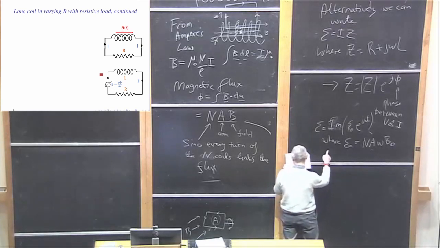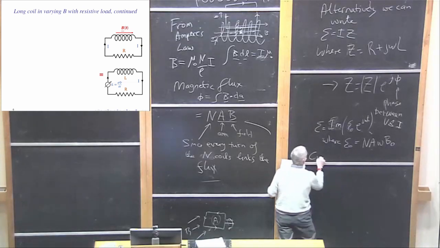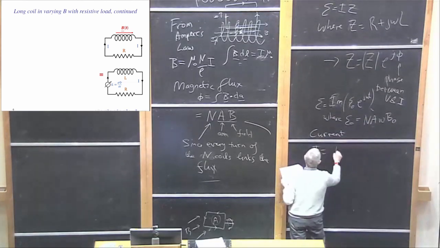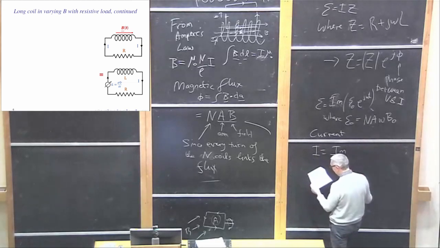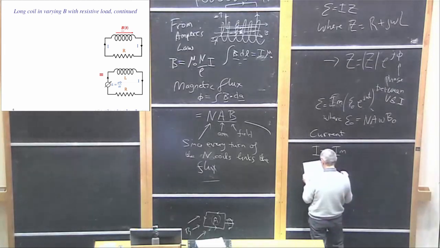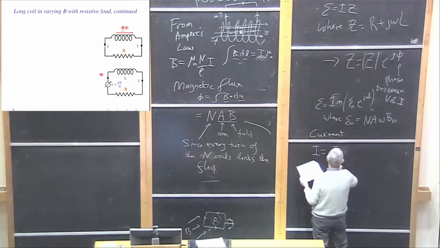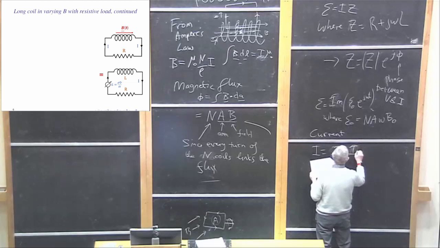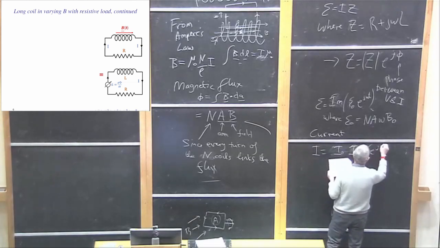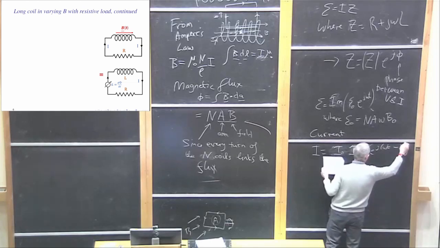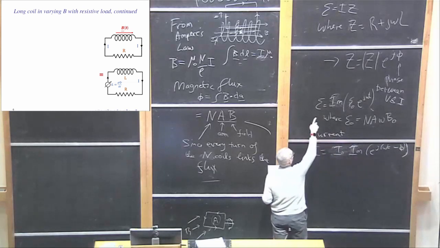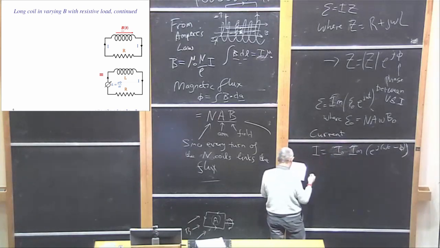So that's epsilon naught. So the current, I have to now be consistent. I have to take the imaginary part here to be consistent. Sorry, the current is I naught, the imaginary part of e^(j(omega t minus phi)). Right. So that's the voltage generation. That's the current.